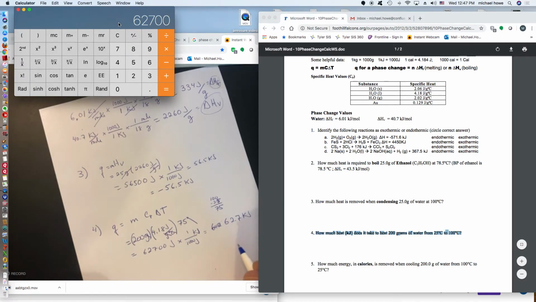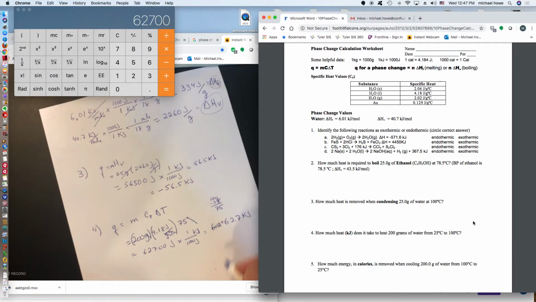All right, now would that be a positive or negative sign? We're heating it from 25 to 100, so you're having to put energy in to do that. So that's a positive 62.7. That would be endothermic.